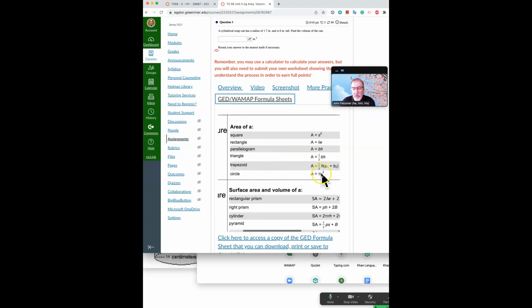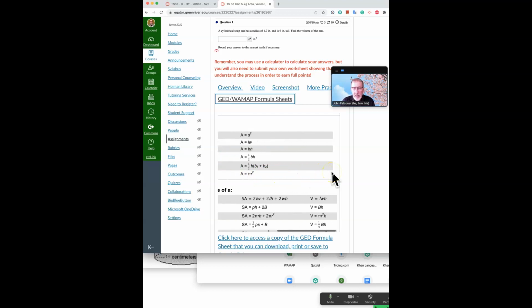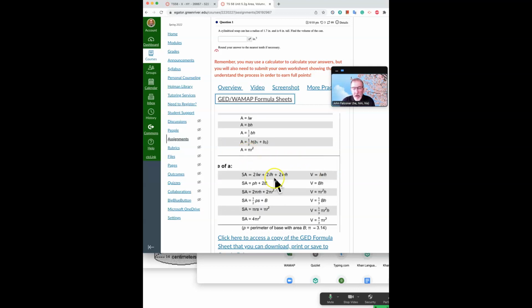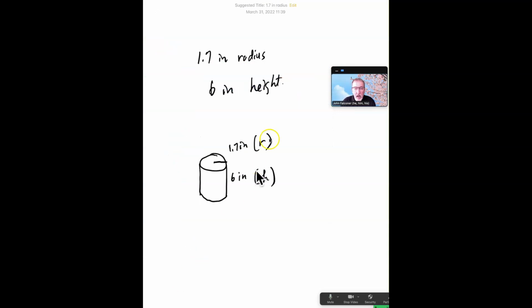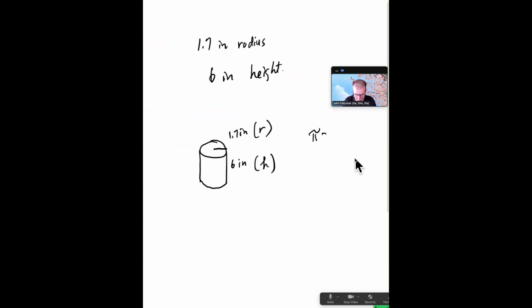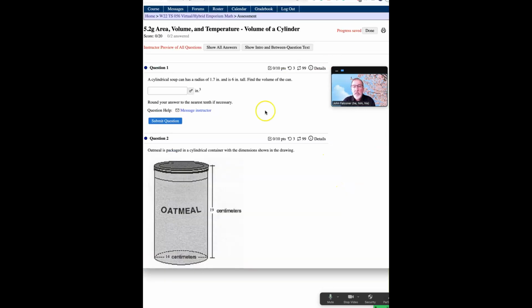All right, area of a circle, pi r squared, and then we're just going to multiply pi r squared by h, right? So over here we've got r and h, and we know pi is just pi. And they didn't tell us to use 3.14 for pi in our instructions at WAMAP. Let's take a look and make sure.